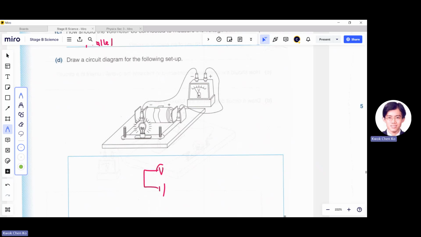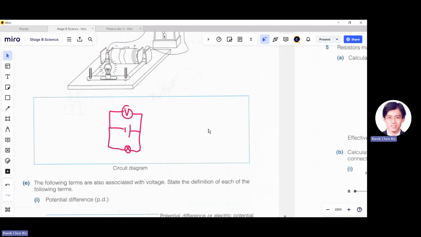So complicated. Oh, must join the end. Which one is at the end? The wire, not in the middle. How do you draw it? Oh, it's okay lah. Doesn't matter. You want to draw pattern also okay. You know, like this.